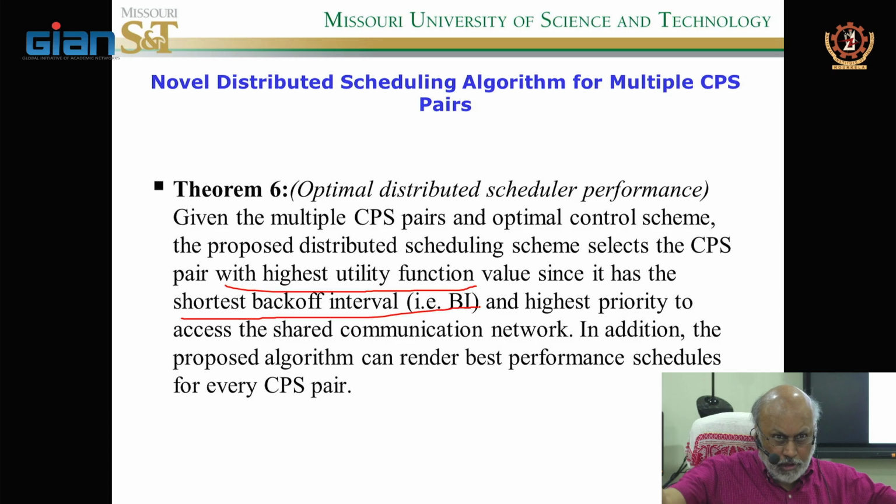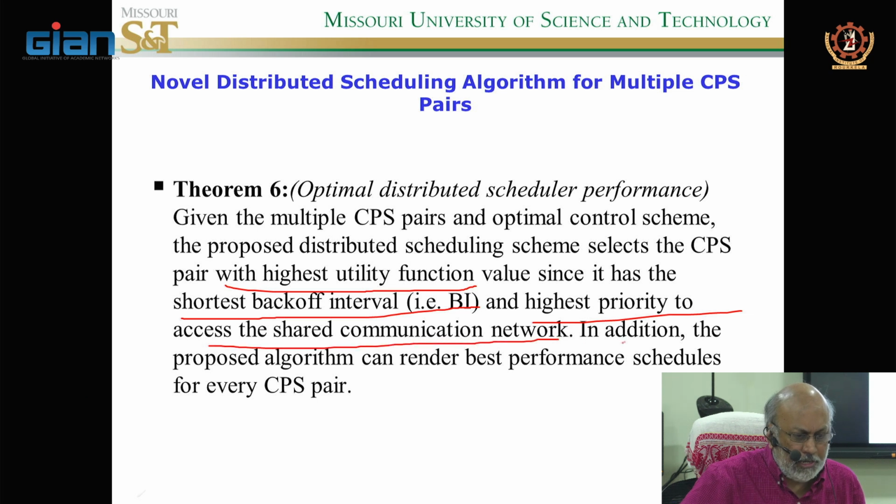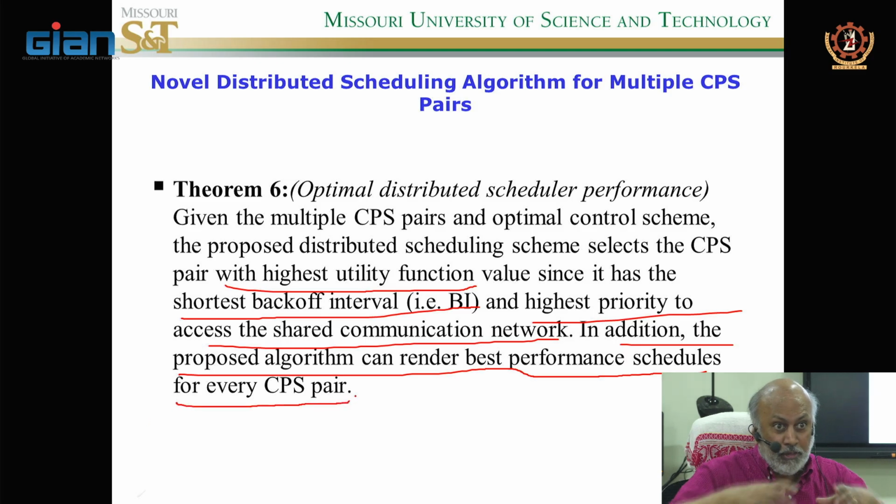So everybody will back off, and the one that is about to have more data will have the shortest backoff, and then he's going to transmit first. Highest priority to access the shared communication network. In addition, the proposed algorithm can render the best performance schedules for every CPS pair. So we have to show that if you have 10 of them, everybody can be transmitting and they are able to maintain.